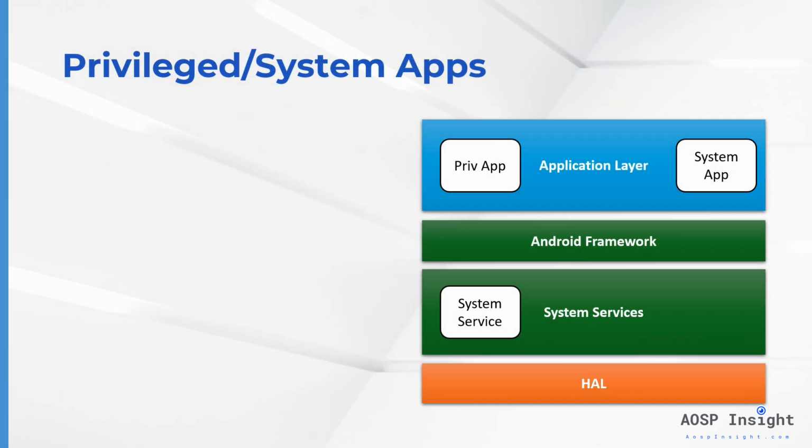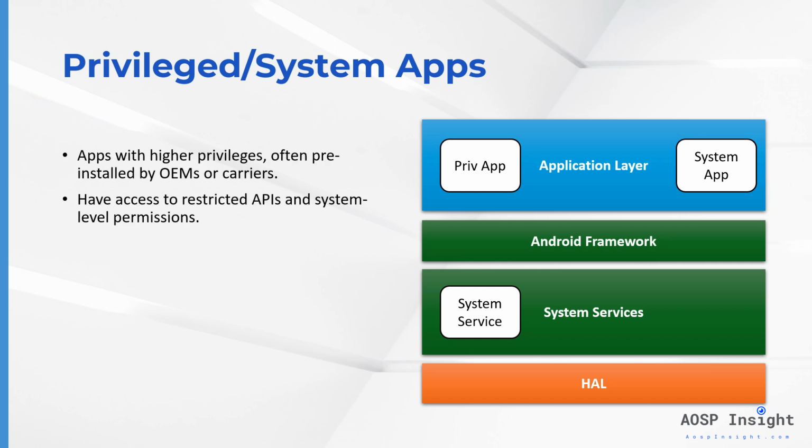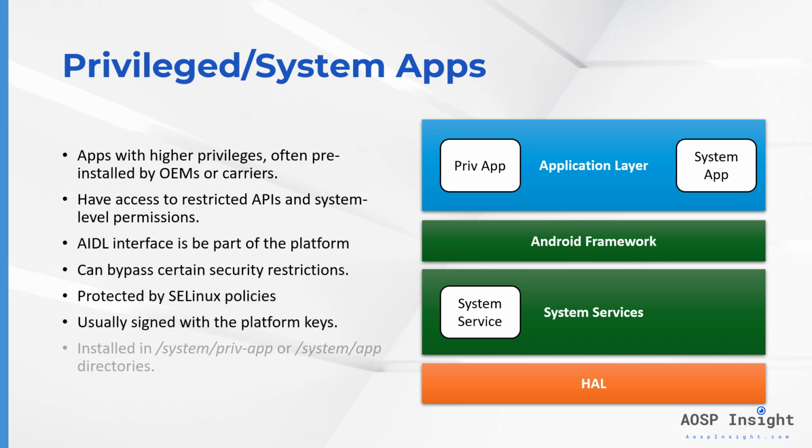The third scenario involves two system or privileged apps communicating through an AIDL interface. These apps are typically included in the system image or vendor image, granting them unrestricted access to system APIs and system level permissions. In this case, these services and applications often bypass certain security restrictions due to their elevated privilege. However, this is done with caution and awareness, not blindly, as they are protected by SELinux policies and are usually signed with platform keys.